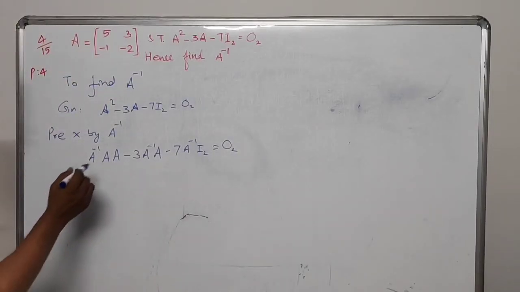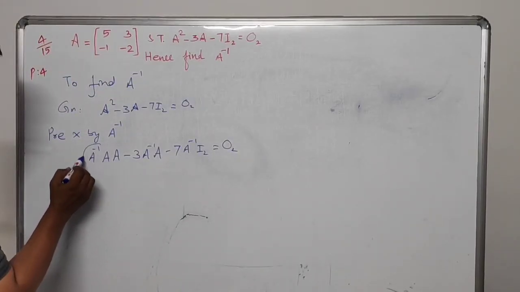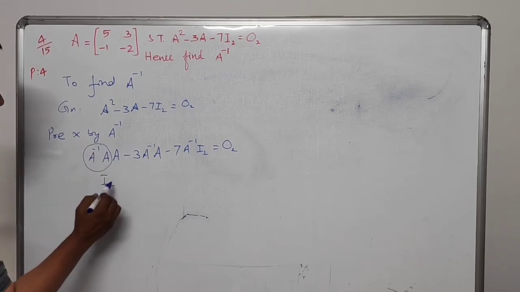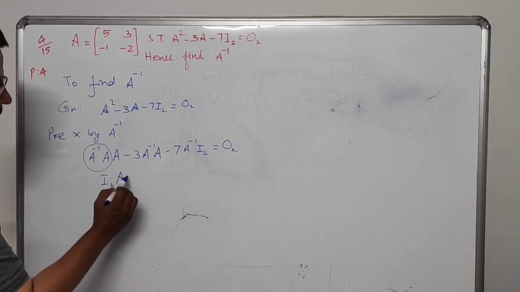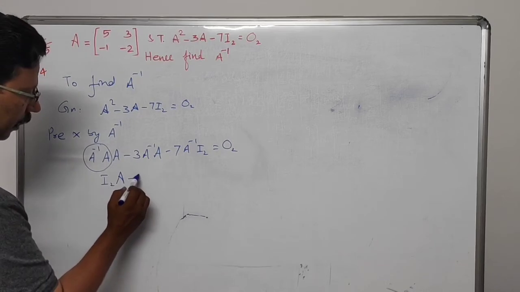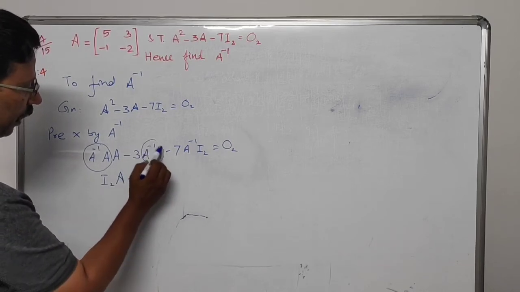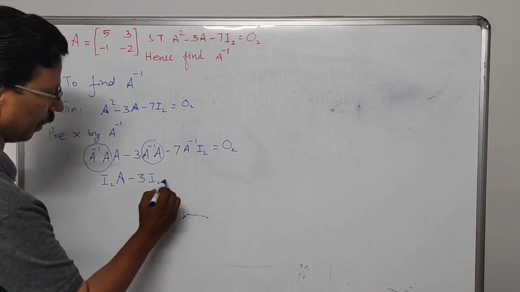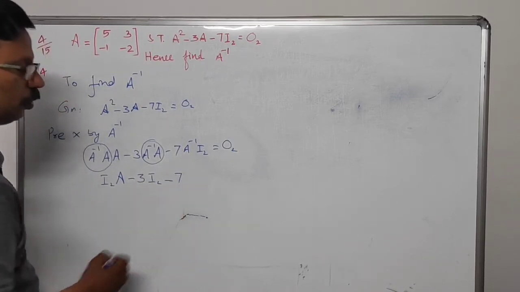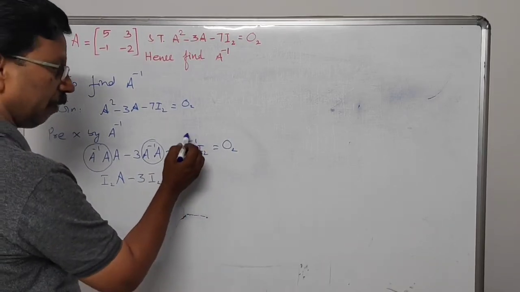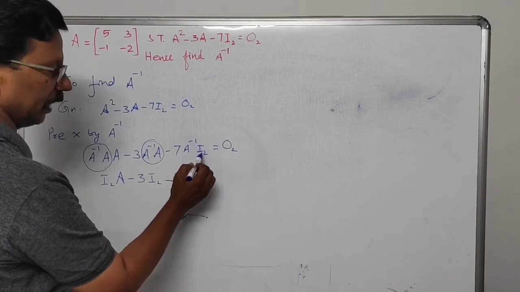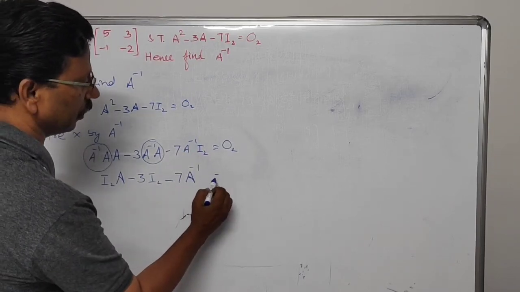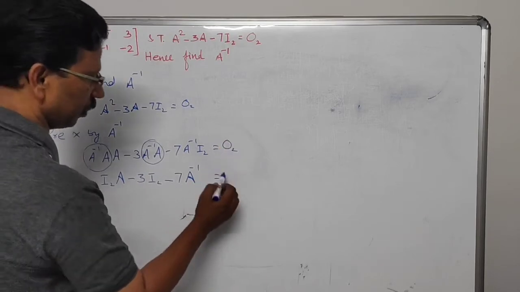First try to simplify. We know very well A inverse into A is nothing but an identity matrix of order 2. Then we can say A minus 3 into, we know very well A into A inverse is nothing but identity matrix of order 2. Then minus 7 into A inverse, since any matrix multiplied by identity matrix gives the same matrix. Therefore we can get A inverse, which is equal to 0 into A, which is nothing but 0 only.